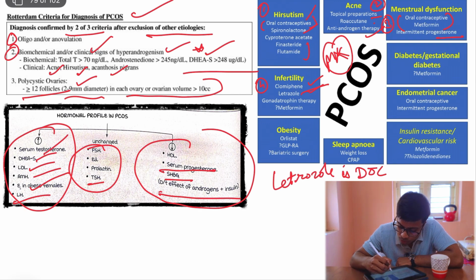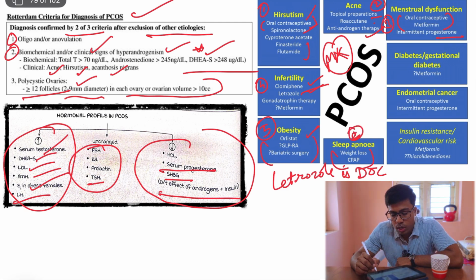Let's wait. Then obesity: orlistat we use, and other bariatric surgeries can be done. Sleep apnea: weight loss we have to do, that is more lifestyle modification, and CPAP can be done. Diabetics: metformin can be used. Apart from that, other drugs, whatever we use according to pharma, we have to give.